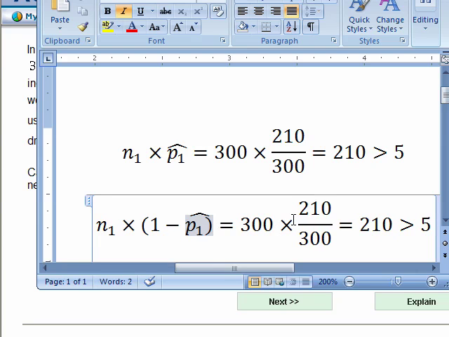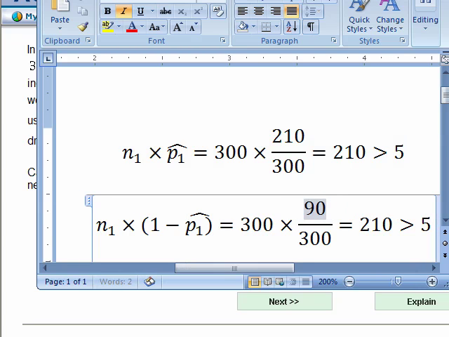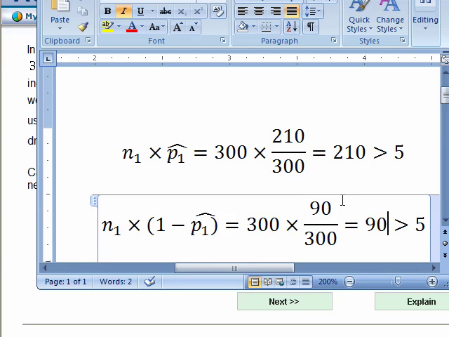And then when we rewrite that, 1 minus P1 hat bar basically is the complement of that. So if you have 210 out of 300 that are cured, how many are not cured? Well, if 210 are cured out of 300, then 90 are not cured. And so again, we can cancel those 300s, and we're left with 90, and that's surely greater than 5. And in fact, those proportions are satisfied for the second population proportion as well. So we can indeed use the z-test. So let's go back to Alex and do just that.